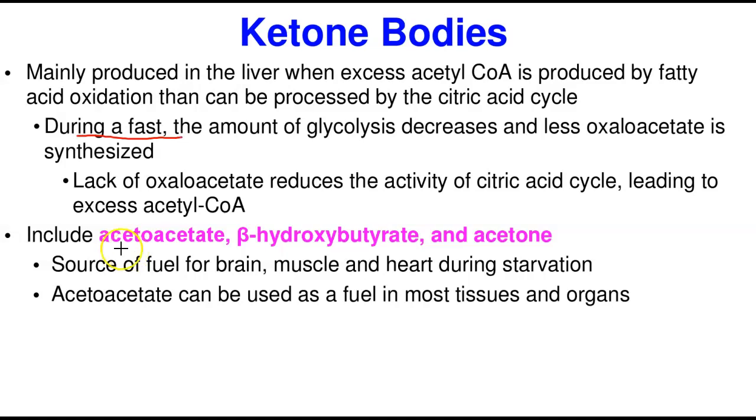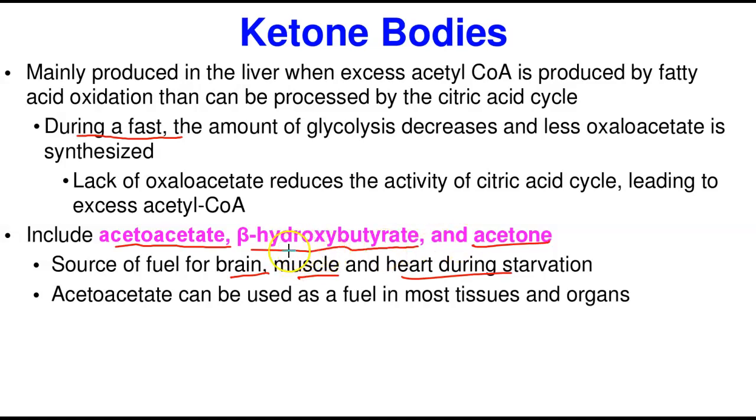The ketone bodies include acetoacetate, beta-hydroxybutyrate, and acetone. Now, what are they in essence? They become an immediate source of fuel or energy to the brain, to the muscle, and to the heart during starvation. Remember, the brain cannot use any other source of energy apart from glucose, so if it cannot get it, it has to get it through other means because it cannot metabolize fat.